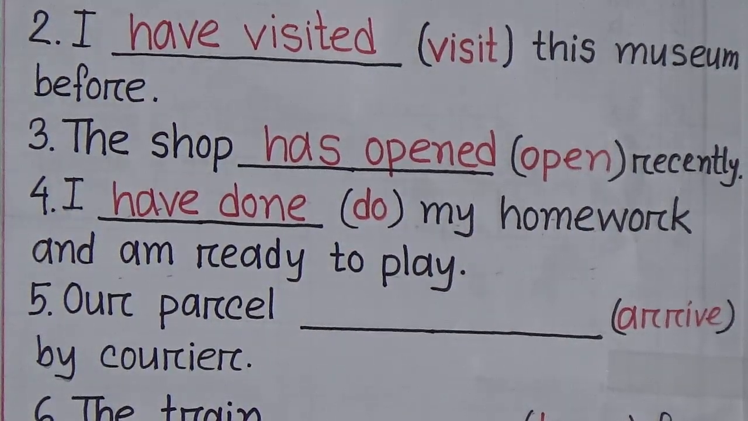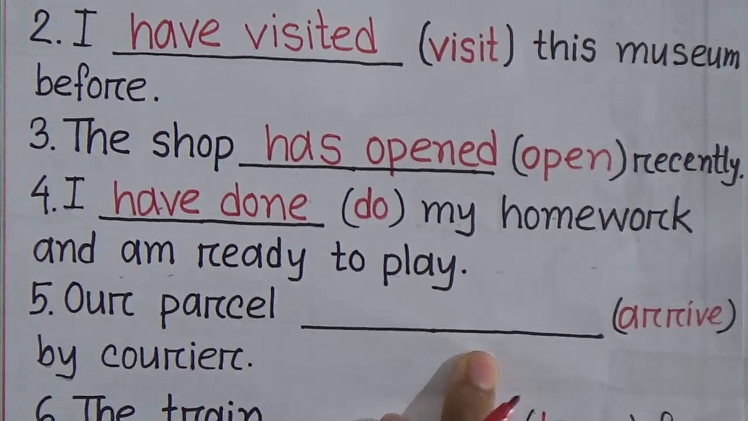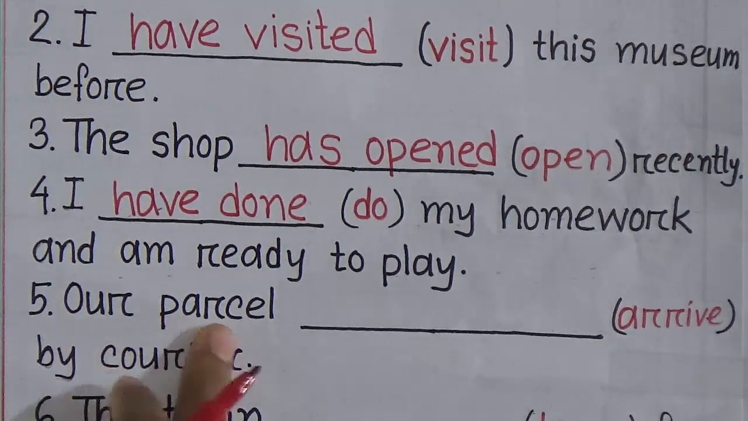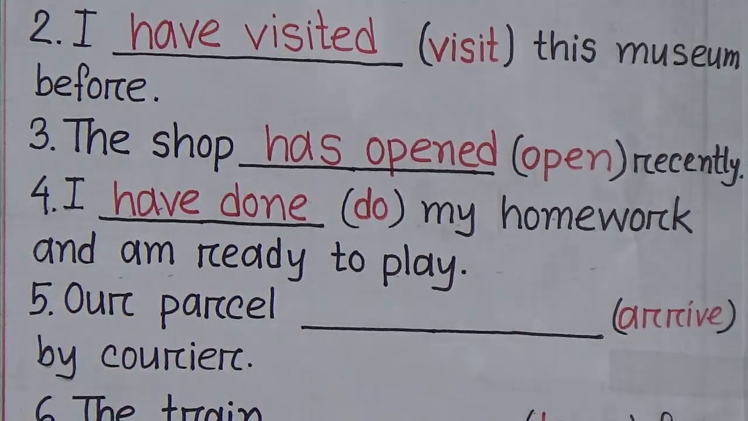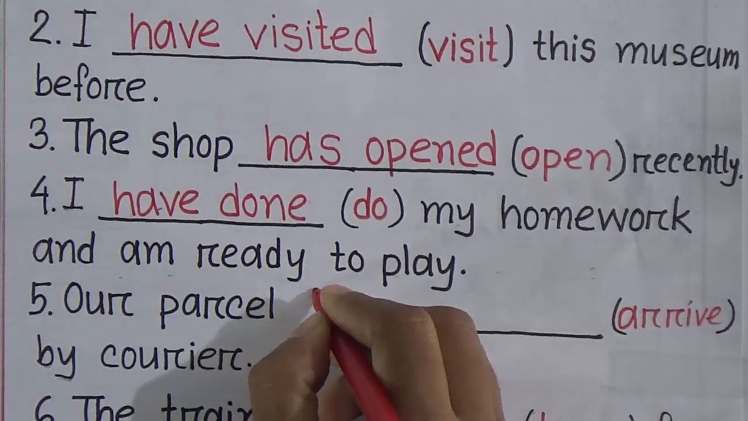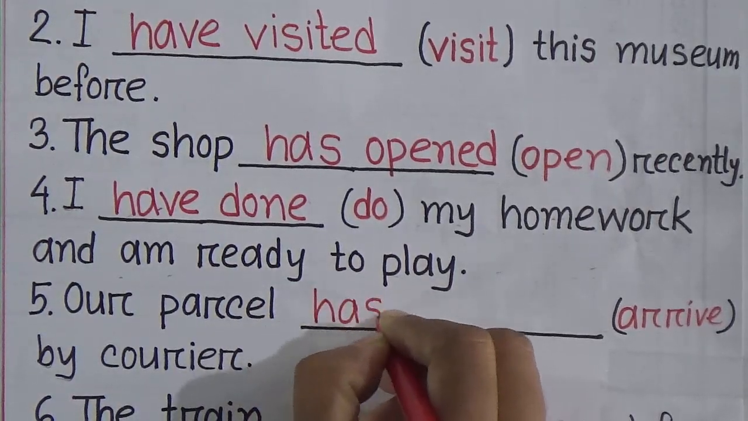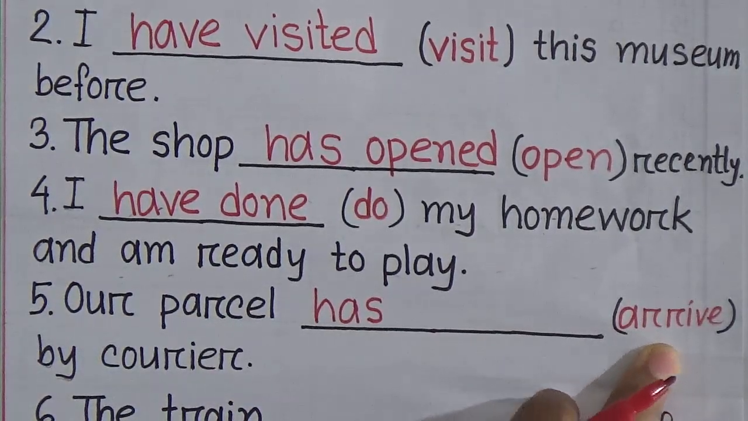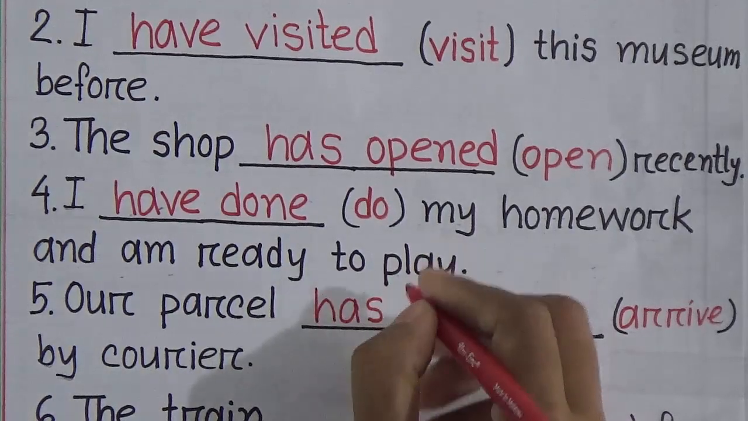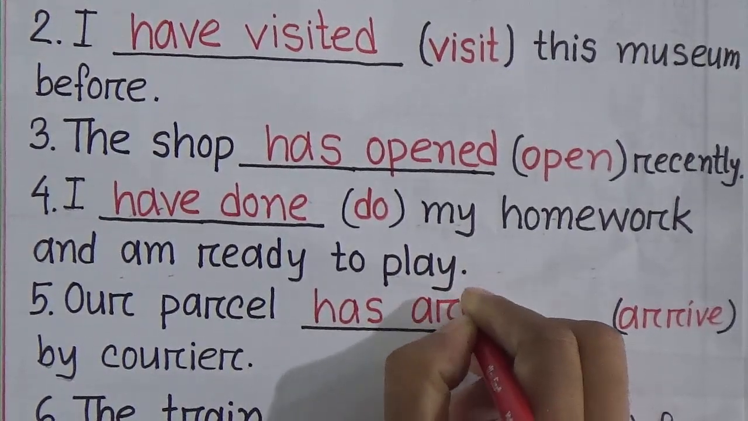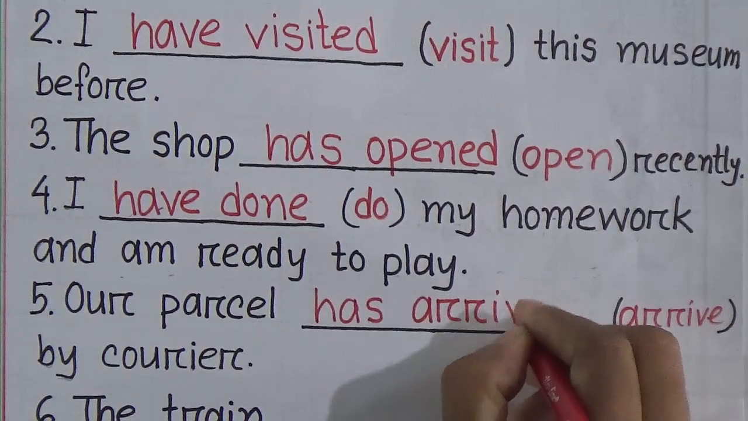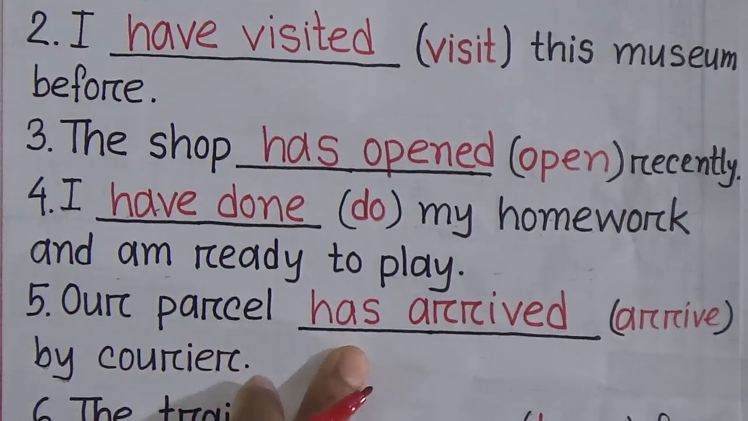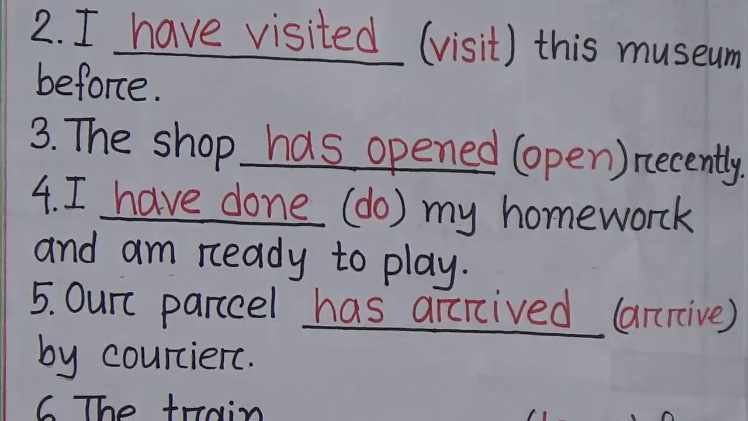Now come to number 5. Our parcel dash in bracket arrived by courier. So our parcel. The subject is our parcel and this is singular. So with singular subject we have to use has. Our parcel has. Now we have to write the past participle form of the verb arrive. Arrive will be arrived. A-R-R-I-V-E-D. Arrived. Our parcel has arrived by courier.